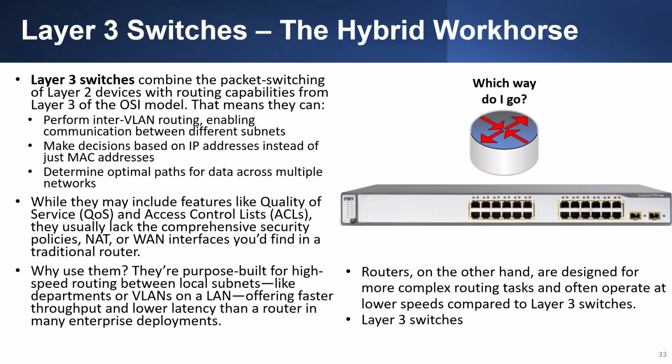While they may include features like quality of service and access control lists, they usually lack the comprehensive security policies, network address translation, or WAN interfaces you find in traditional routers. Why use them? They're purpose-built for high-speed routing between local subnets like departments or VLANs on a LAN, offering faster throughput and lower latency than a router in many enterprise deployments. Routers, on the other hand, are designed for more complex routing tasks and often operate at lower speeds compared to Layer 3 switches.